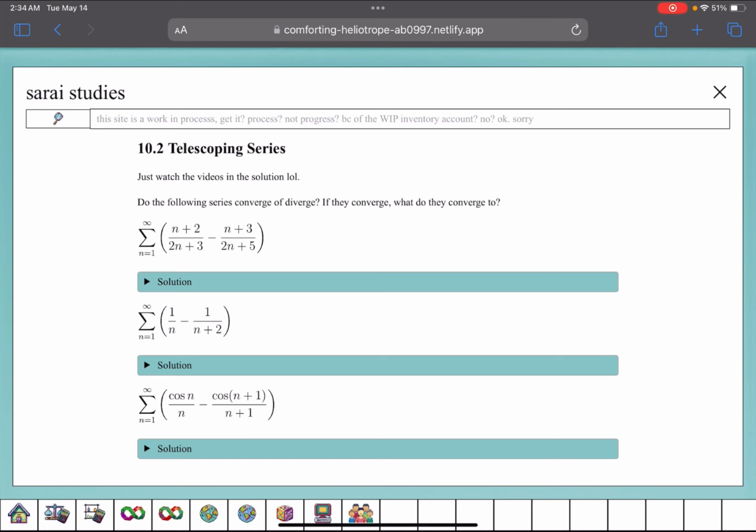After these sections on telescoping and geometric, we're never going to ask what it converges to, because then it becomes just too hard and we don't have the tools for that yet. So we just simply ask if it converges or diverges. But right now, with telescoping and geometric, we can do both. We can find out if it converges or diverges and what it converges to. Let's go ahead and do this first one.